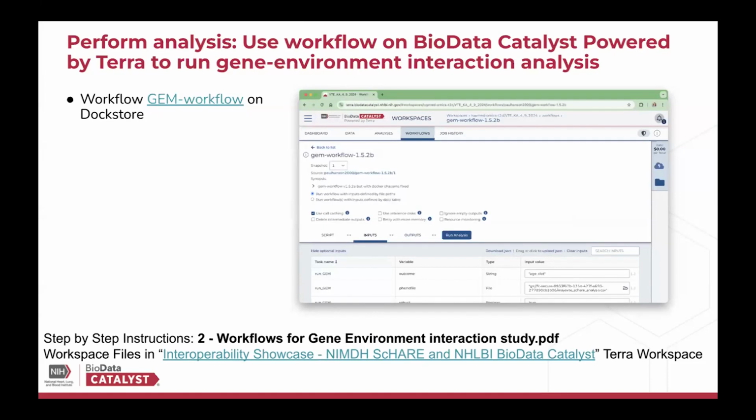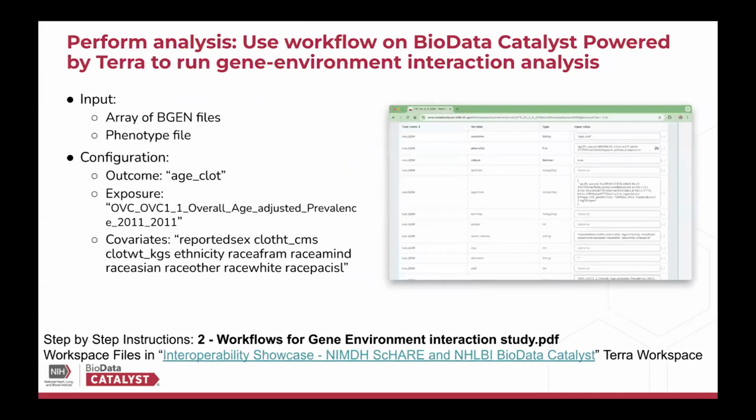After this, we want to perform the genetic analysis. So we'd use a workflow on BioData Catalyst powered by Terra to run a gene environment interaction analysis. The workflow is a GEM workflow on Dockstore. The input should be an array of BGEN files, and we need the phenotype file, which is the file with Mayo VTE and ScHARe.